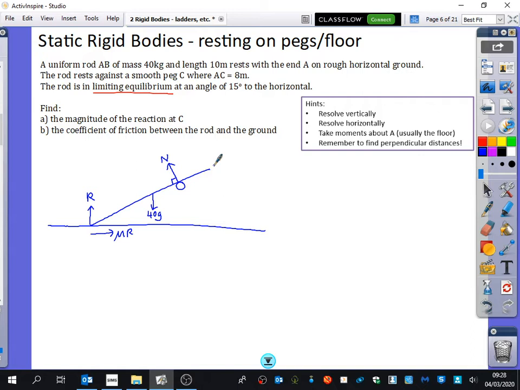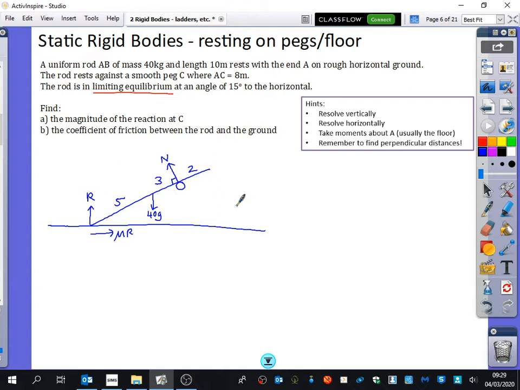So these are all the forces. I guess now I just need to add in some of the distances. What's the distance between here and the 40G? Good. And then the next chunk? And then the next bit? 2. So that's the setup for this kind of one that we've got here.